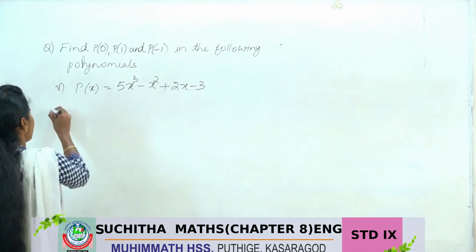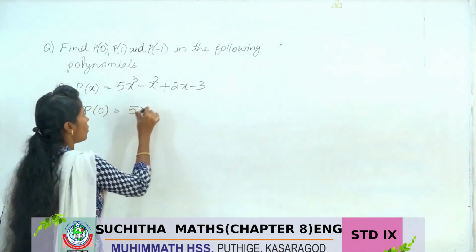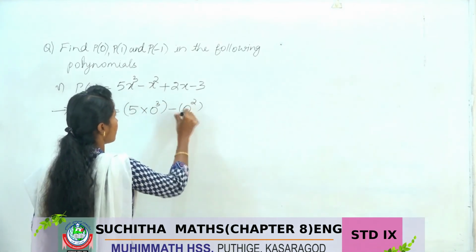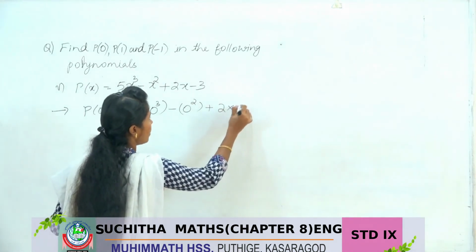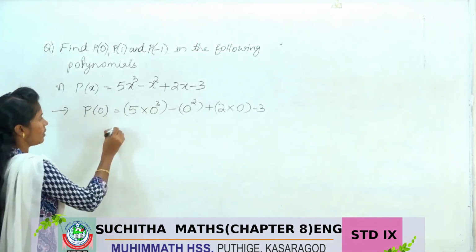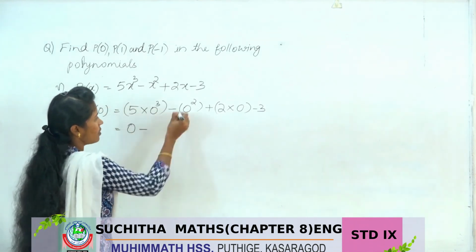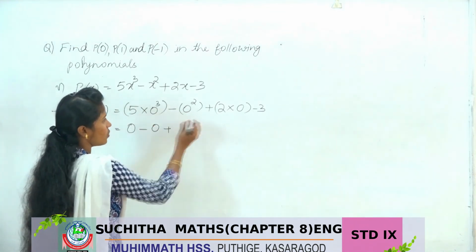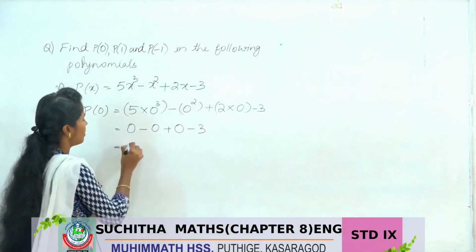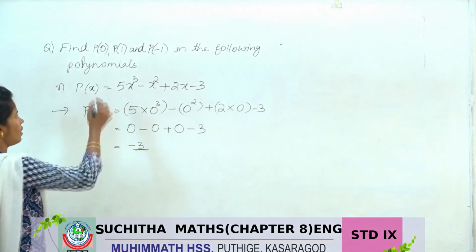Okay. First P of 0, that is 5 into 0 cube minus 0 square plus 2 into 0 minus 3. That is 0 cube is 0, 0 into 5 is 0, minus 0 square is 0, plus 2 into 0 is 0, minus 3. So answer is minus 3. Understood? Next one, P of 1.